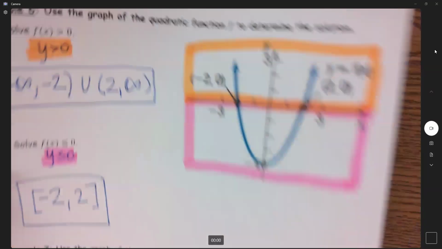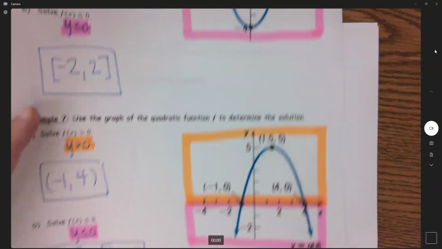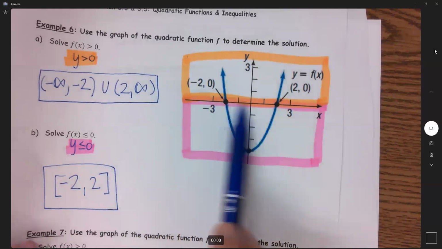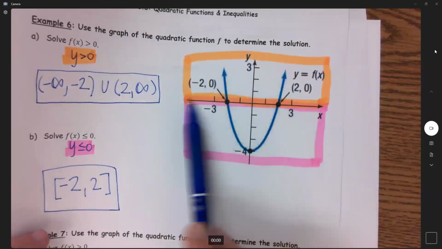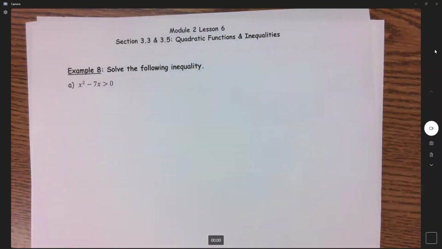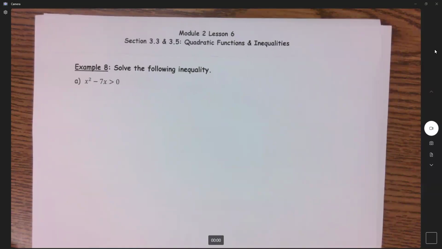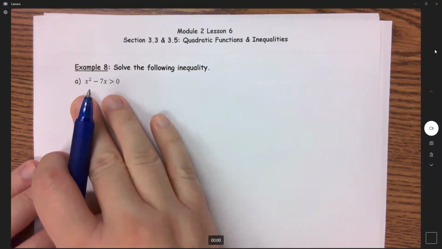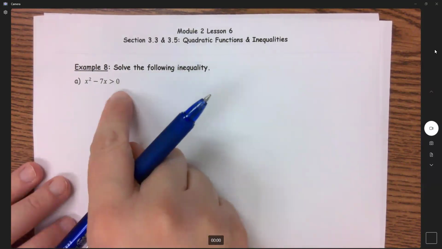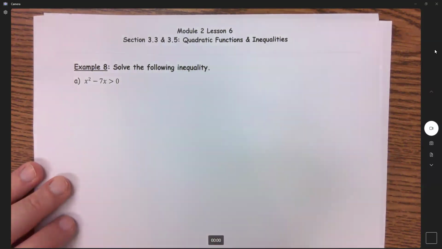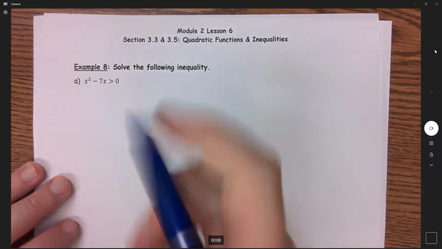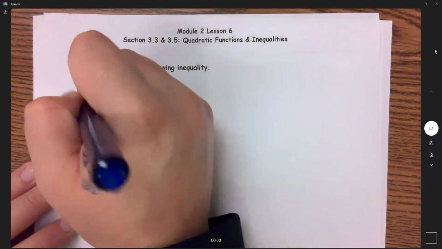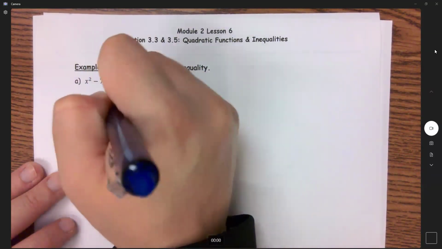So if you notice from the previous page, what was important about these graphs wasn't the vertex. I didn't care about that. But it was a big deal where this crossed the x-axis, right? So the first thing I need to do is solve for the x-intercepts. So here we have a quadratic. And the first thing we do, now that it equals 0 or is greater than 0, is to look for a GCF. And I have one of x. So I'm going to pull out my x. And that leaves me with x minus 7.